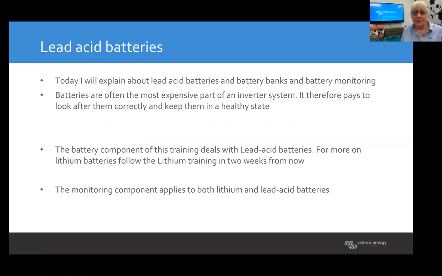So today we talk about lead acid batteries. Like I said already, I mainly talk about lead acid, and then monitoring in general. That also applies to lithium. There are some similarities between lithium and lead acid, but that's basically the next training with lithium. But you need to know some basics before doing that anyway, hence this training.